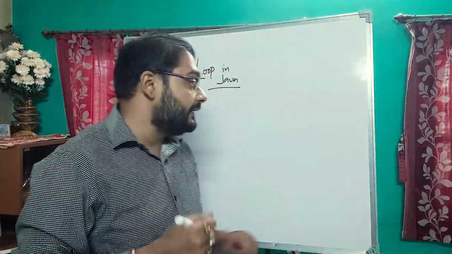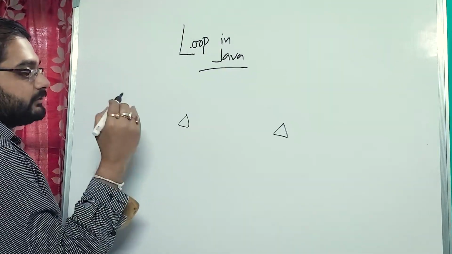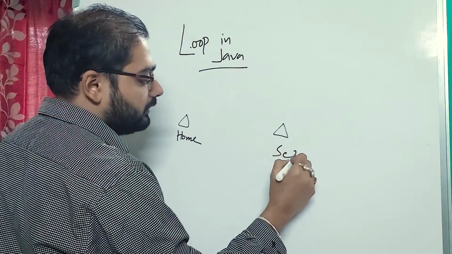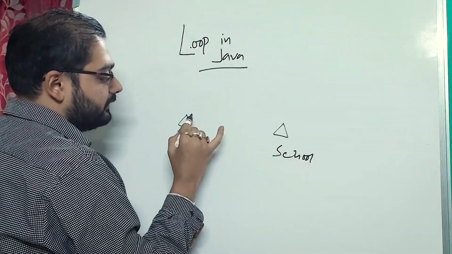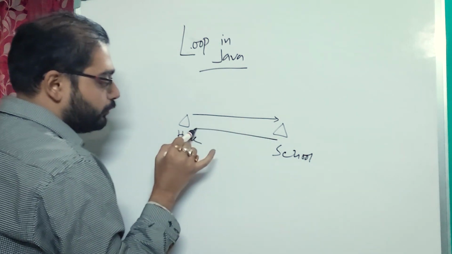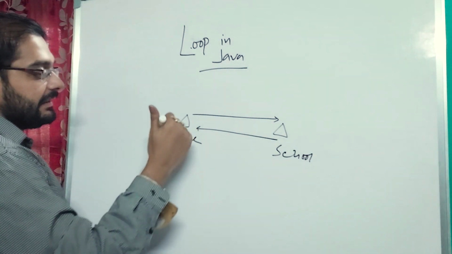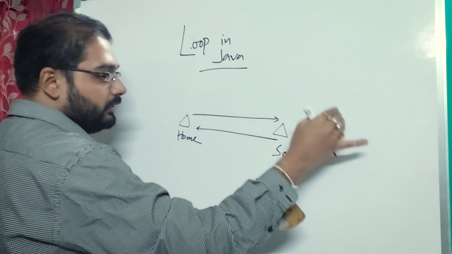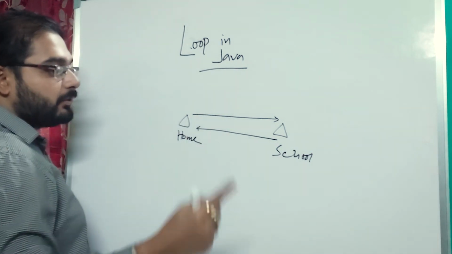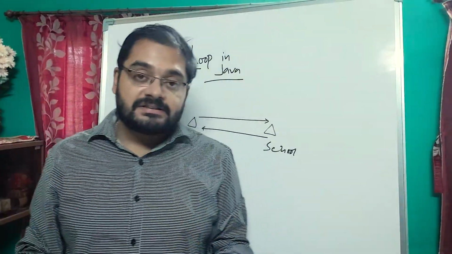That means if I write an example, the continuous process means this is a student's home and this is a school. One student in the morning will go from home to school and in the evening back from school to home. This is a continuous process. That means in the morning home to school and in the evening school to home. This is a continuous process, and this process is held for some time and it depends on some condition also.